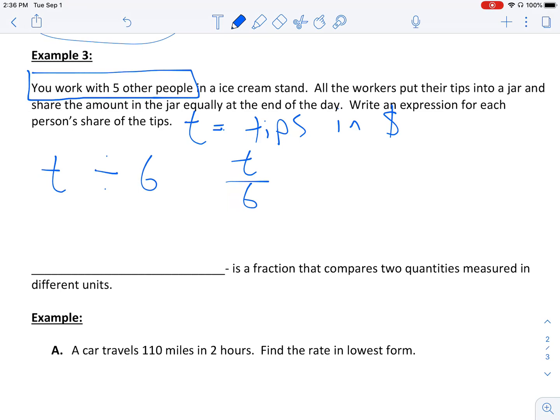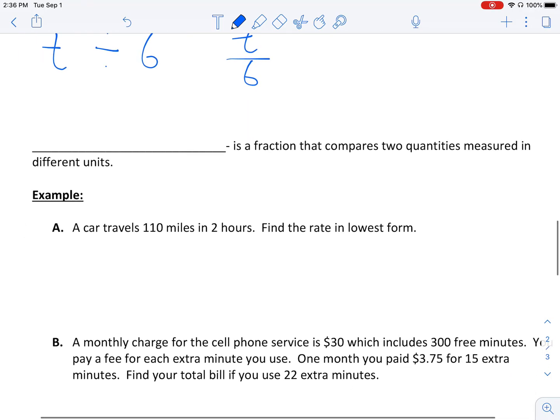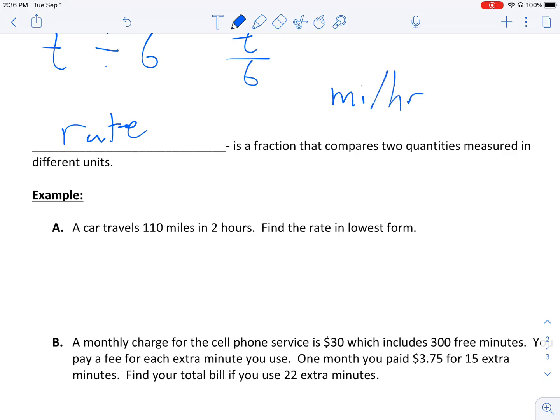Your lone vocab word says blank is a fraction that compares 2 quantities measured in different units. That's your rate. Most often you'll see that as miles per hour. They're in 2 different units. One's in miles, one's hours, but a rate's always a division problem.